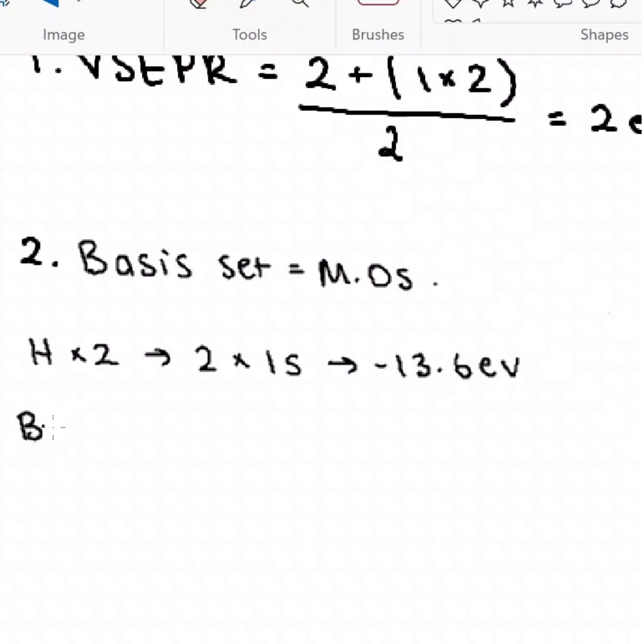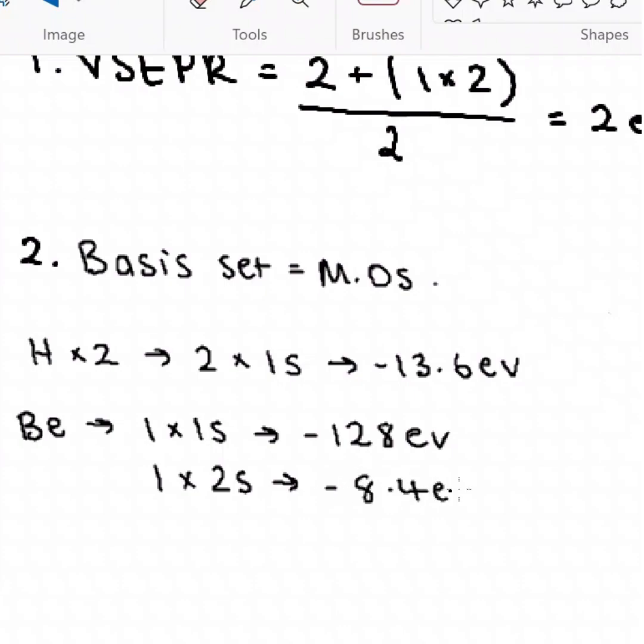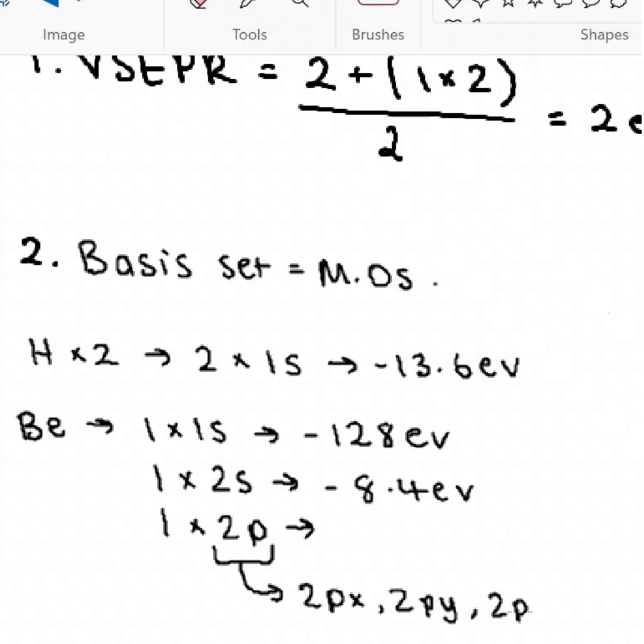Next, we consider beryllium. Beryllium has one 1s atomic orbital with an energy of minus 128 electron volts. It has one 2s orbital with an energy of minus 8.4 electron volts, and it has one set of 2p orbitals, and those are split up into 2px, 2py, and 2pz. And those each count as a separate atomic orbital. They each have an energy of minus 1 electron volt.